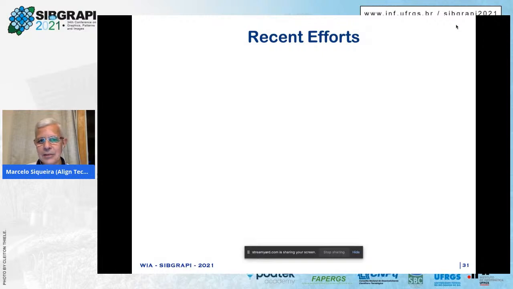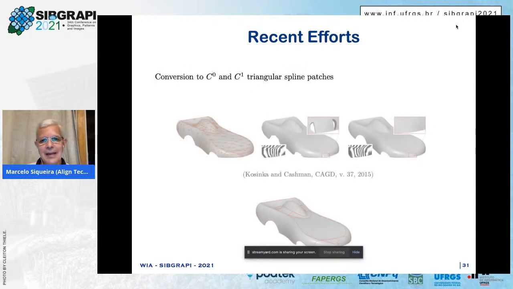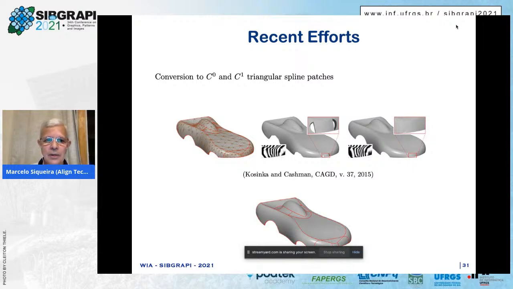Right, so let's look at the most recent efforts, just to showcase what people have been trying to do. So in this work, the idea was the following. You look at every possible trimmed patch. So you see this picture below with these red lines. They delineate the trimmed patches of a typical CAD model. This is the hood of a car, right? So in this work, the author said the following.